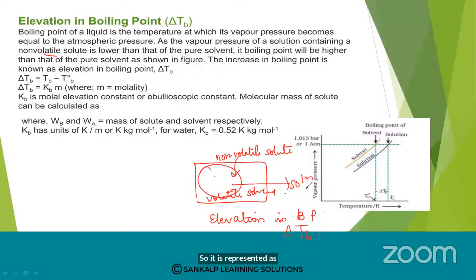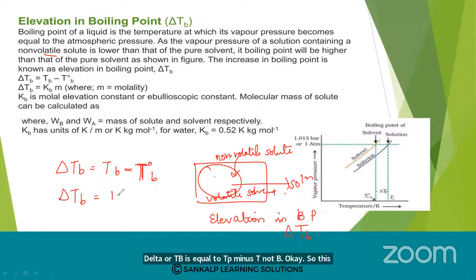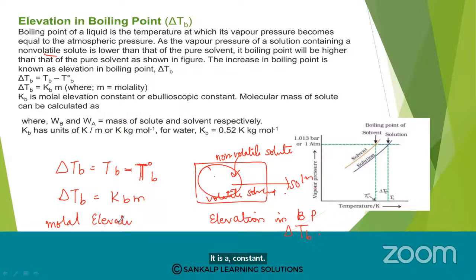Delta TB can be calculated as delta TB is equal to TB minus T naught B. So this delta TB will be equal to KB into m. And what is m? m is your molality. And KB is what? KB is the molar elevation constant. It is a constant. It is called the molar elevation constant, KB.